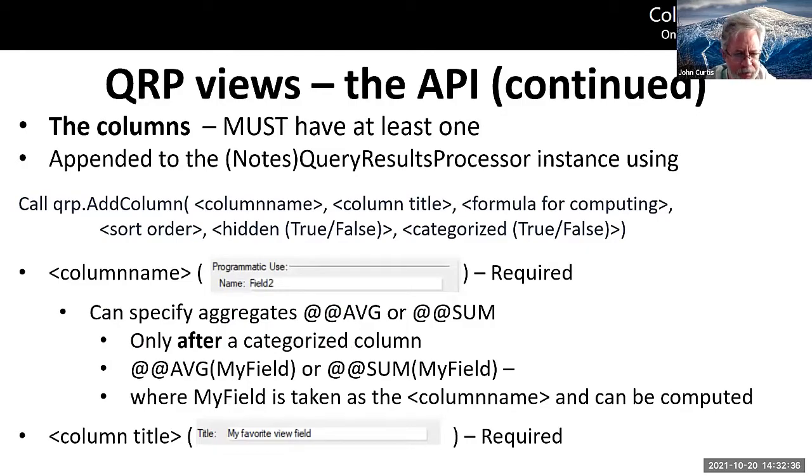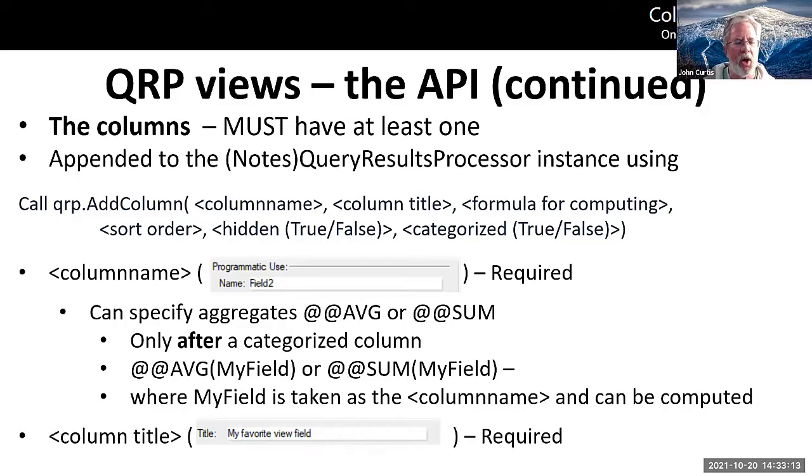Okay, the columns. Again, you must have at least one. A view doesn't exist without a column. The default view has that useless which-number-in-the-view-is-this column, but you must have one assigned here. So you do that by calling add column. Can you imagine? It's a great name. So add column has as its arguments the name of that column. This is the programmatic name. You see that I pasted in the actual designer pieces to show you what it was. That's the programmatic name. That's required. You must have that. Okay, and it must be unique across the column space.